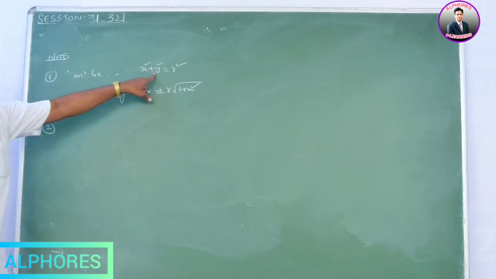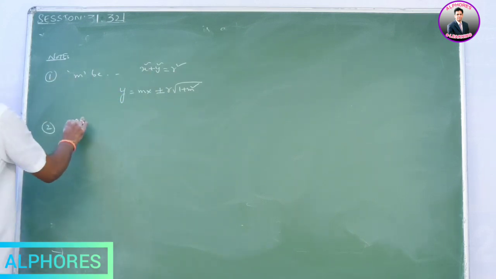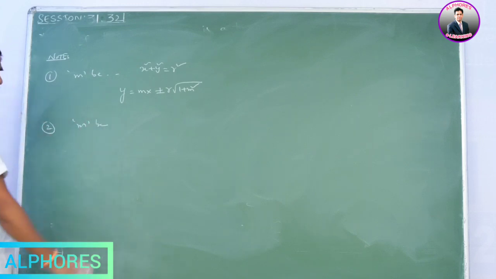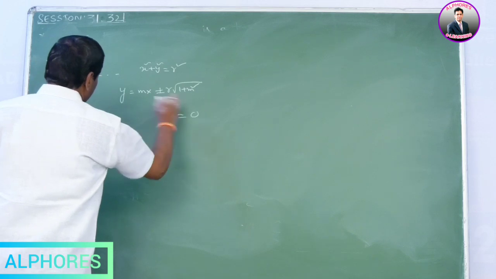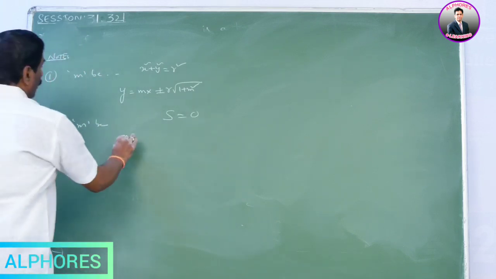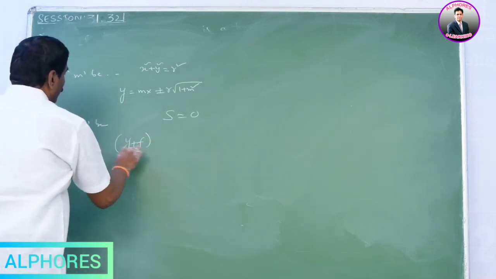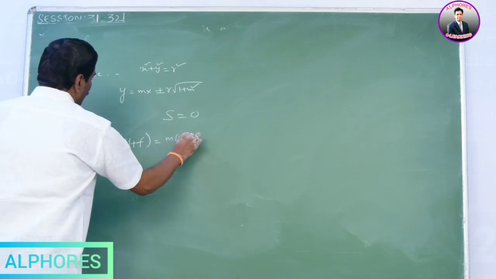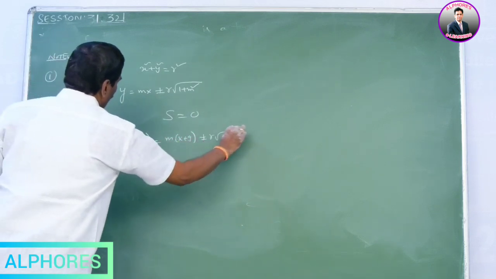In this case, the center of the circle is 0, 0. Suppose the given circle is S is equal to 0. That means the center is minus g, minus f. Then what is the equation of the tangent? Let m be the slope of the tangent. Then the equation of the tangent to the circle S is equal to 0 is y plus f is equal to m into x plus g plus or minus r into root over 1 plus m square.